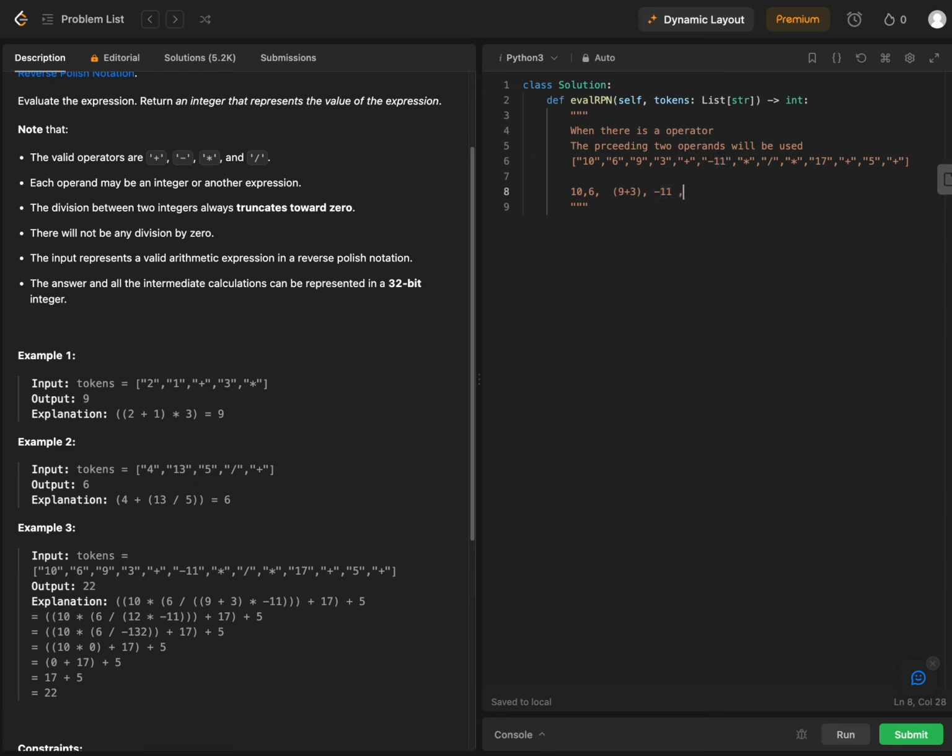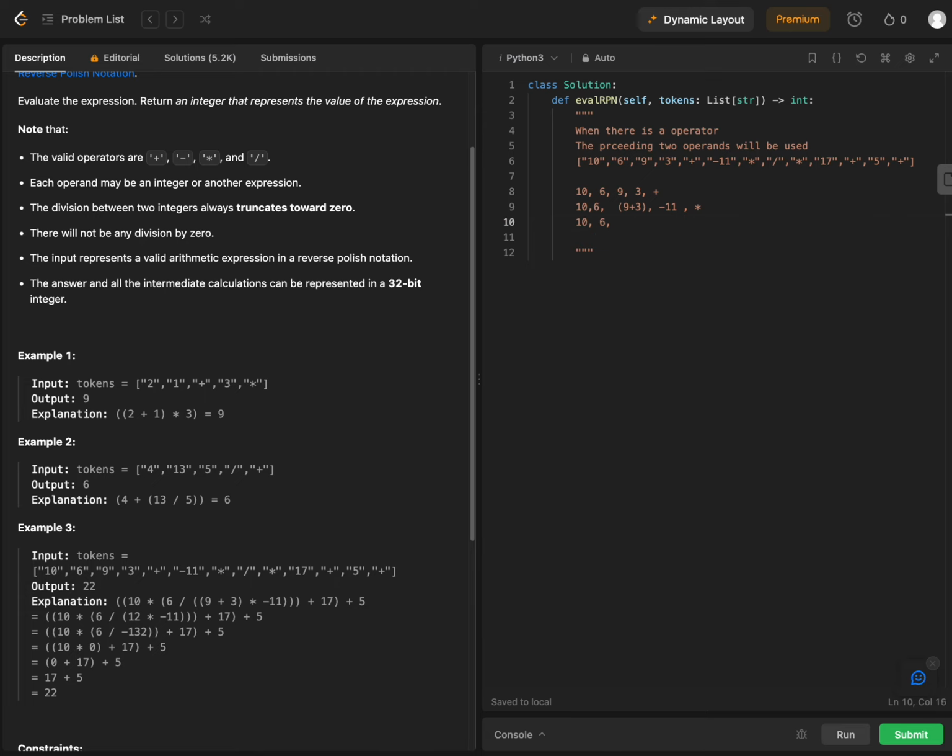So this multiply comes here. What happens to multiply, right? Multiply will take the previous two. So it's 9 plus 3, which is 12, times negative 11. This part gets popped out again. Let's do this from the start again. So initially it's 10, 6, 9, 3, plus, then this becomes like that, right? And then 10, 6, 9 plus 3, negative 11. Negative 11 becomes multiply.